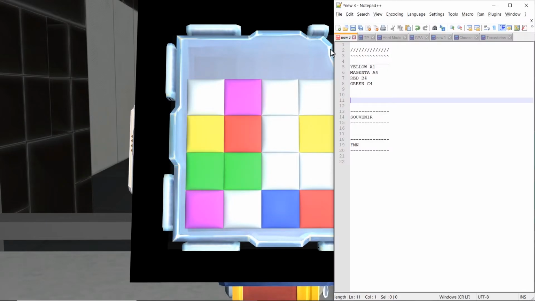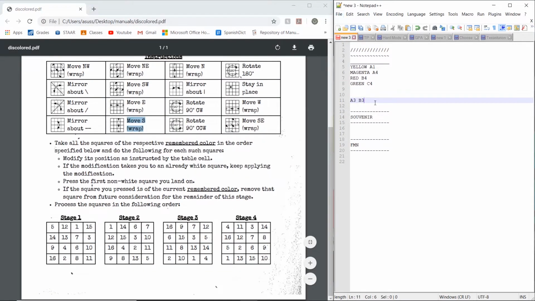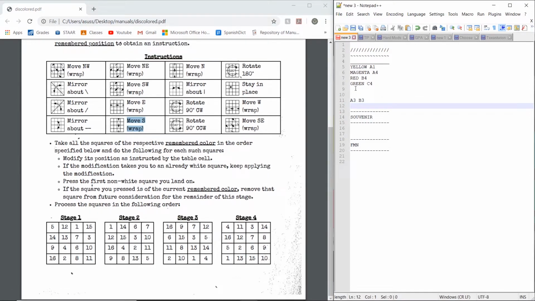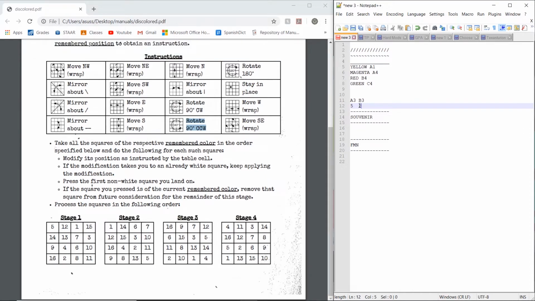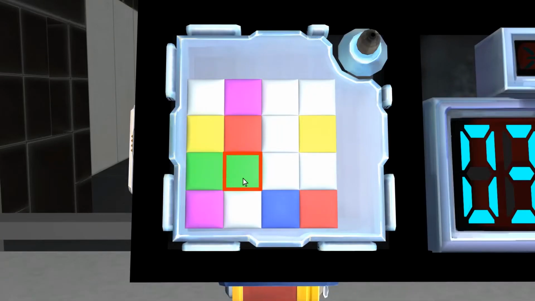Next thing we have is green at Charlie 4. That is Alpha 3 and Bravo 3. Charlie 4, we're going to be moving 9 degrees counterclockwise. Alpha 3 is the value of 5, and Bravo 3 is a value of 2. So, we're going to be moving from Bravo 3 to Alpha 3. Bravo 3 going counterclockwise would be here. This is taken. Then it would be here, but this is also taken, so it goes here.